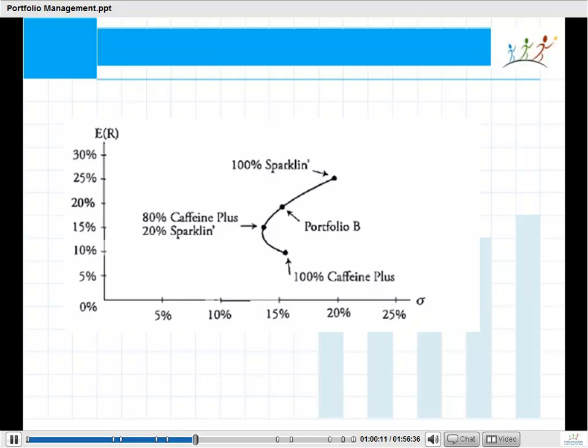Now tell me, will a rational investor or will a Markowitz investor who follows the Markowitz assumptions invest in any portfolio below the purple line that I have drawn? Will he ever invest in any of these portfolios? No, because there is another portfolio available which gives a higher return for the same risk.